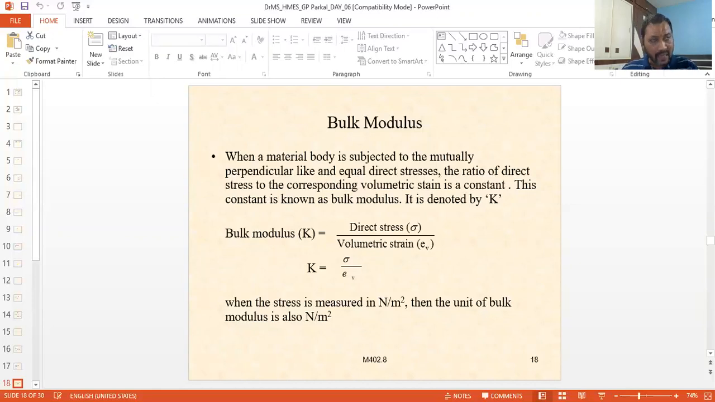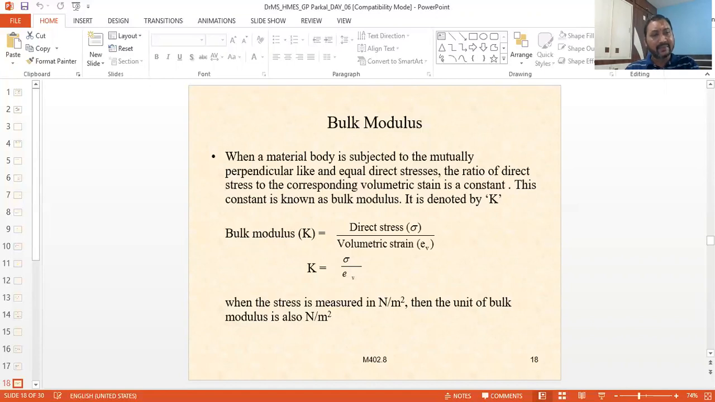But however, the change in dimensions will occur, that is, length, width and thickness will change, and accordingly the volume will change. So we have some initial value and a final value, and we get the change in volume. Volumetric strain is nothing but the change in volume divided by the original volume. So we will get some equation for that, and some value for the bulk modulus.